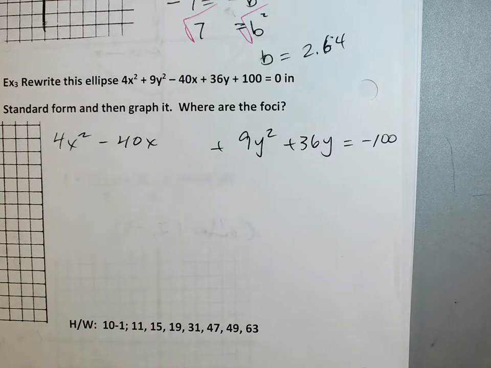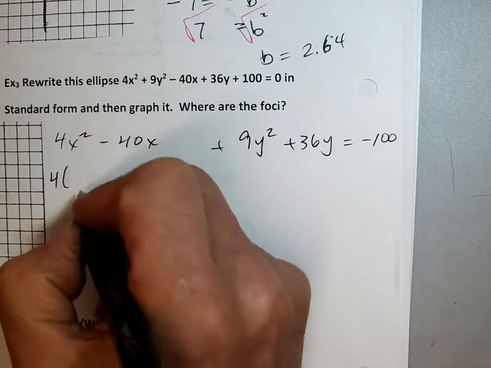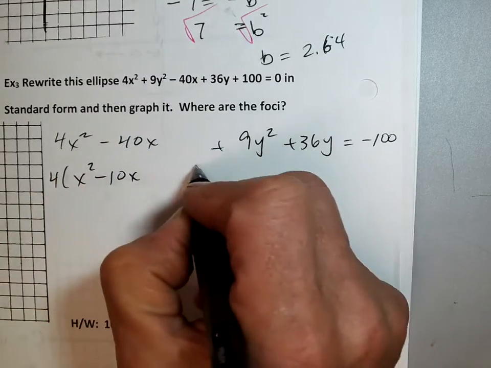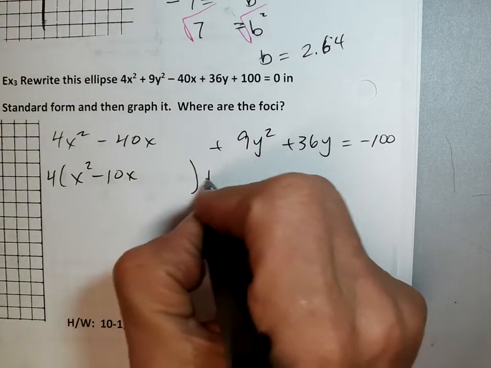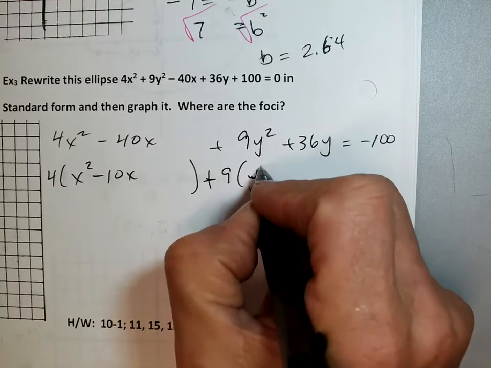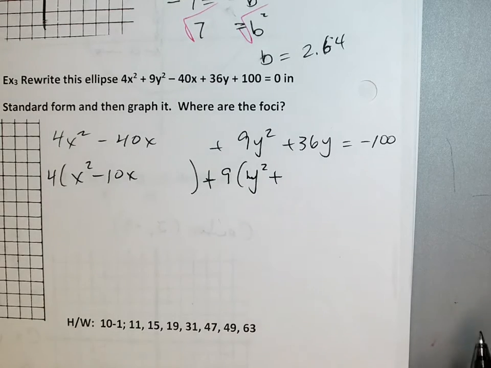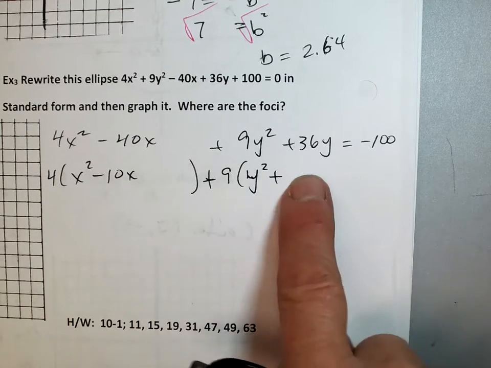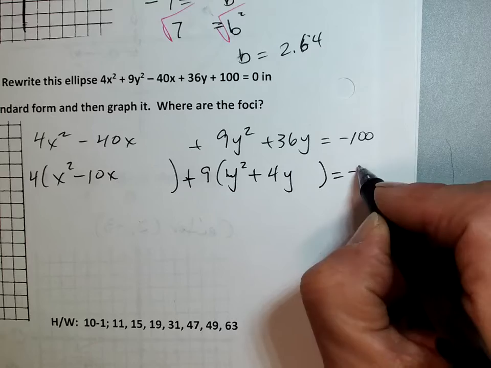All right. Now I need to common factor out this 4. X squared minus 10x. See what I did? I needed it just to be plain old x, so 4 was a common factor. And what am I going to common factor here? 9. Plus 9 times y squared plus 4y. Wait, can't you do 9y? I don't want to. Trust me, because I want to factor. Good question, Zoe. Plus 4y equals negative 100. How am I doing?